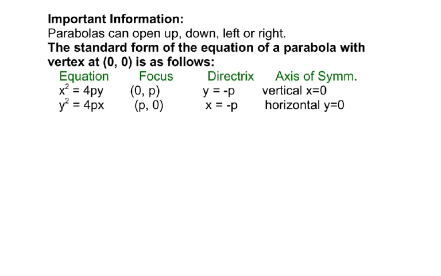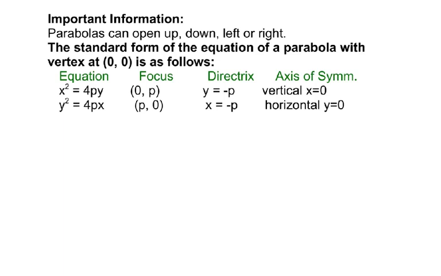The standard form of the equation of a parabola with a vertex at 0, 0 is the following. X squared equals 4py would have a focus at (0, p). That would be the point for it. The directrix would be y equals negative p, so we always want the directrix and the focus to be on opposite sides of the vertex, so they must have opposite signs. And then the axis of symmetry would be vertical, or x equals 0.